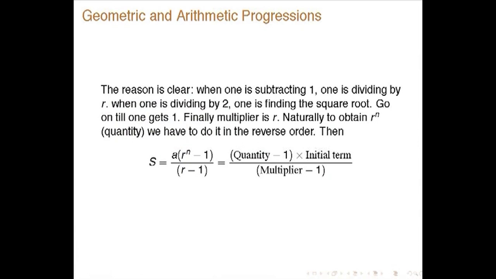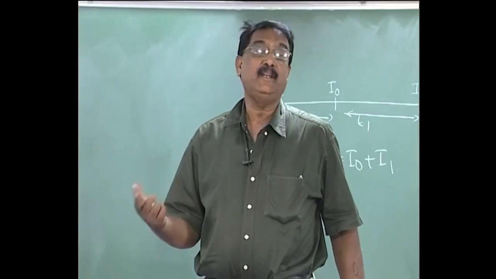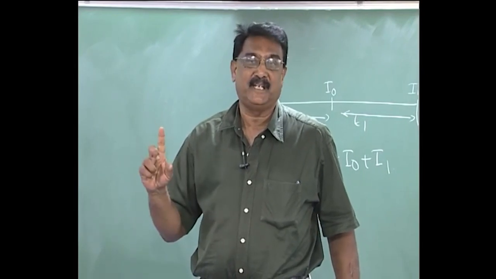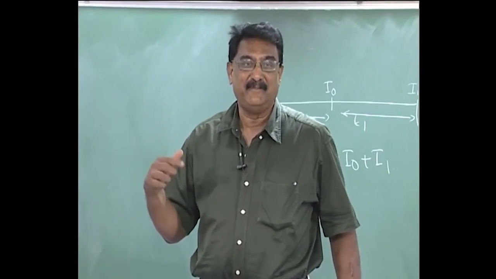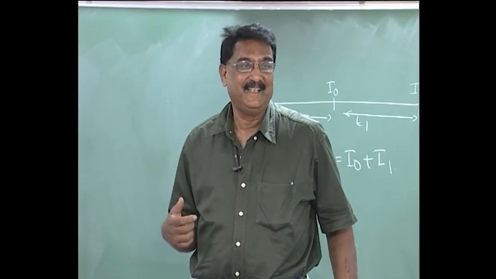So, that is what it does. Okay. So, the reason is clear. When one is subtracting 1, one is essentially dividing by r, and when one is dividing by 2, one is finding the square root. So, go on till you get 1, finally the multiplier is r. Naturally, to obtain r to the power of n, you do have to do it in the reverse order. So you have to square it and multiply it instead of dividing.